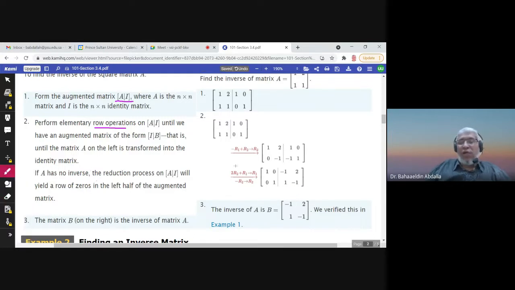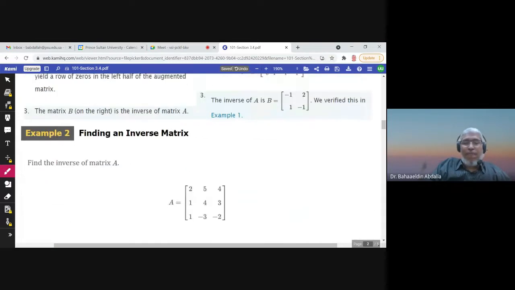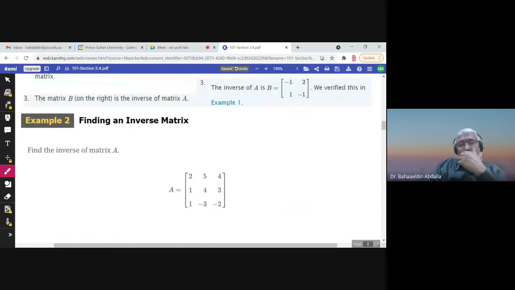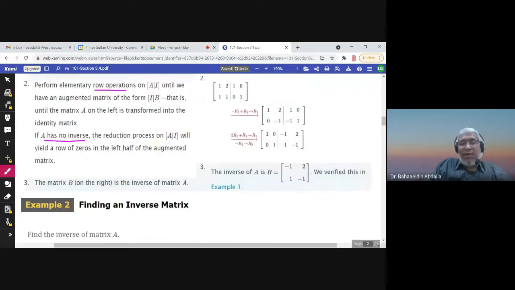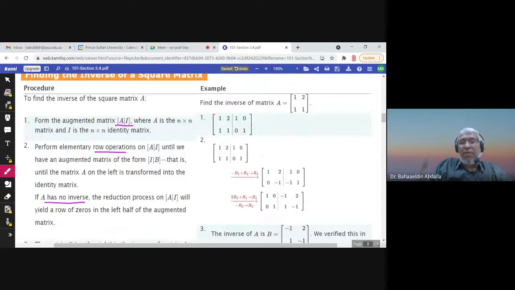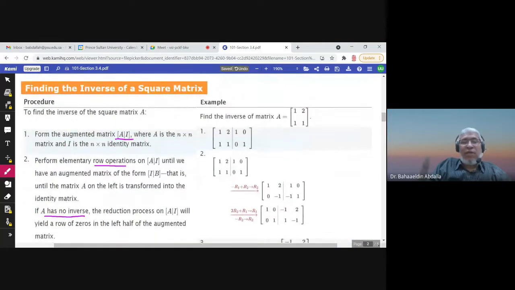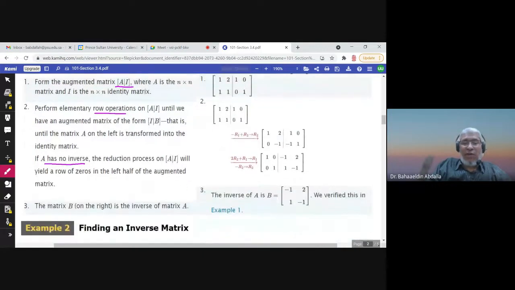Well, if you cannot reach the identity here, if you cannot change A to the identity, this means that A has no inverse. Okay, so if A has no inverse, then you will have a 0 row, and you will not be able to change it to the identity matrix. We say here that B is the inverse of A.